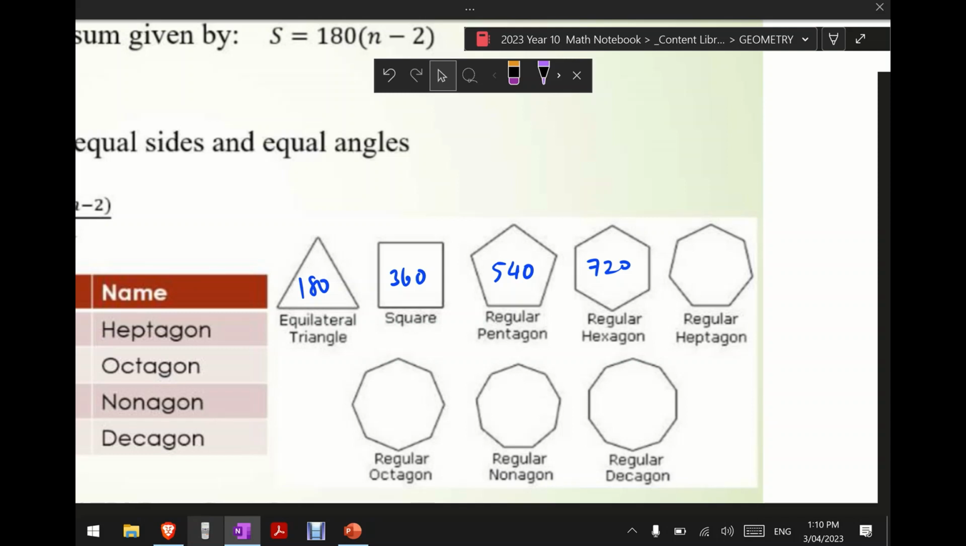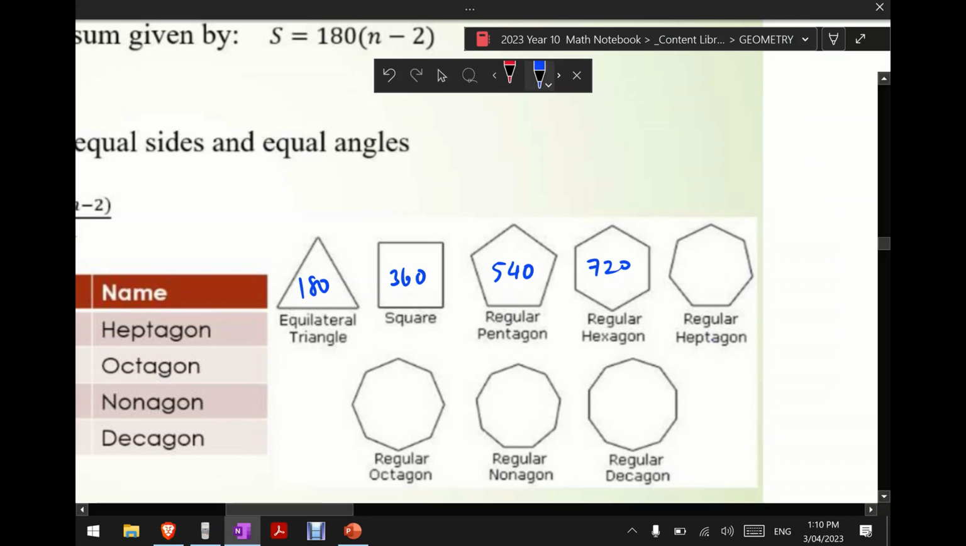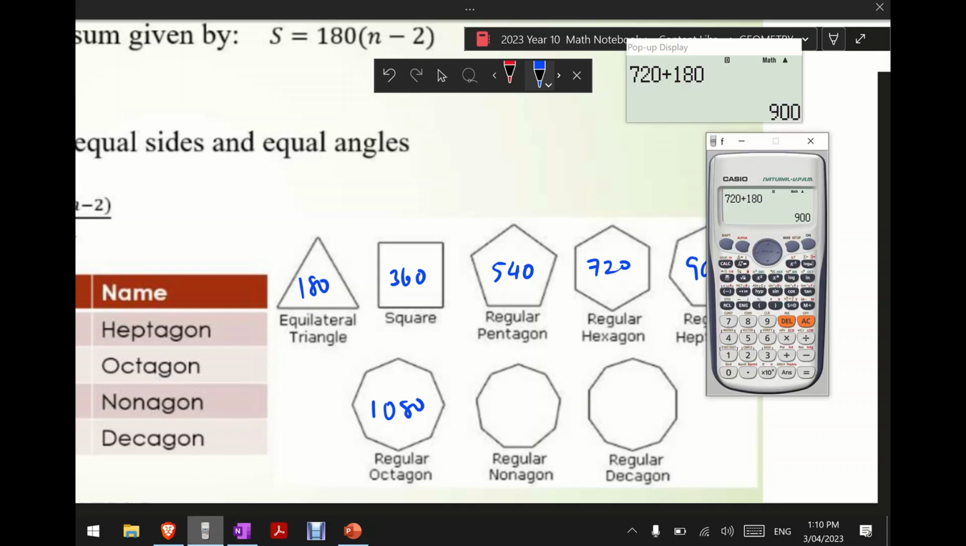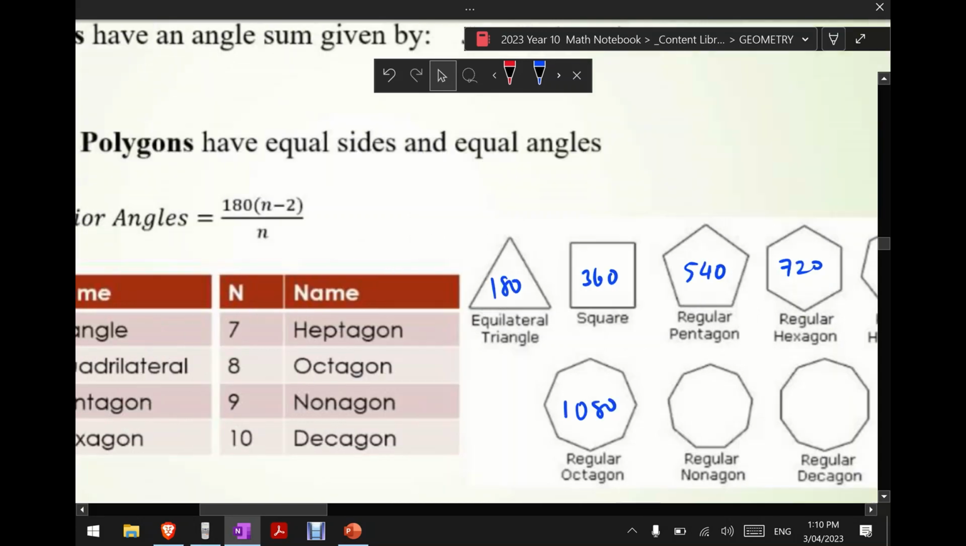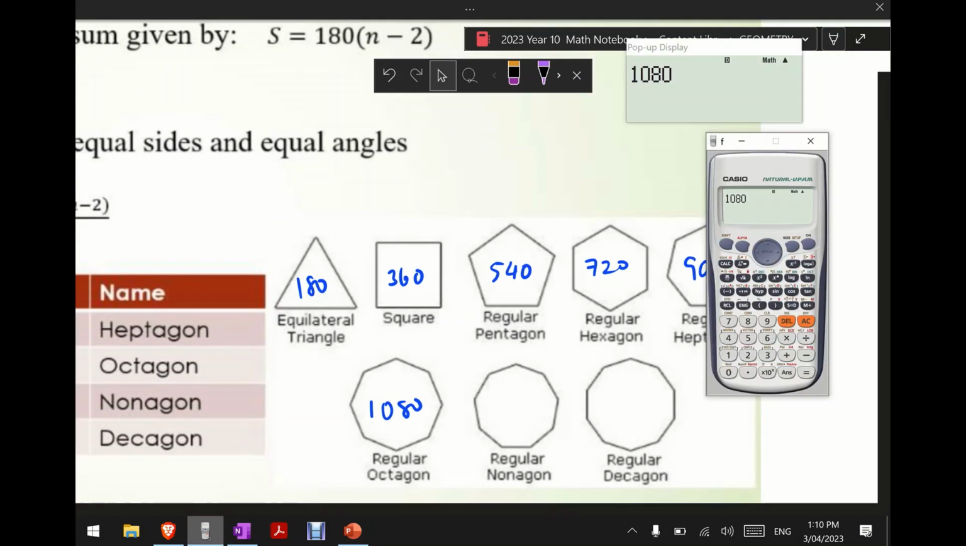Well, if you use this formula, I'll show you why. Okay, but the next one, I get it now. Next one is going to be 1080 plus 180, 1260. And what's the last one? 1140. 1440. Okay, now I'll show you why this is the case.